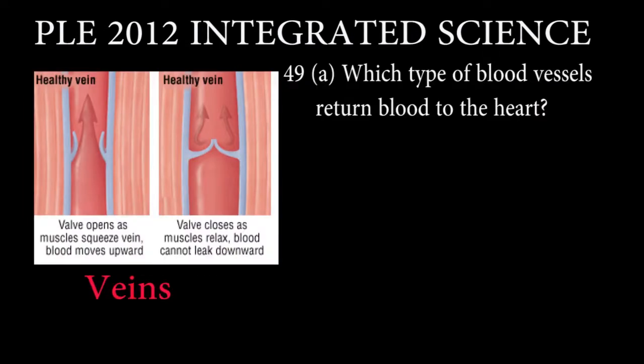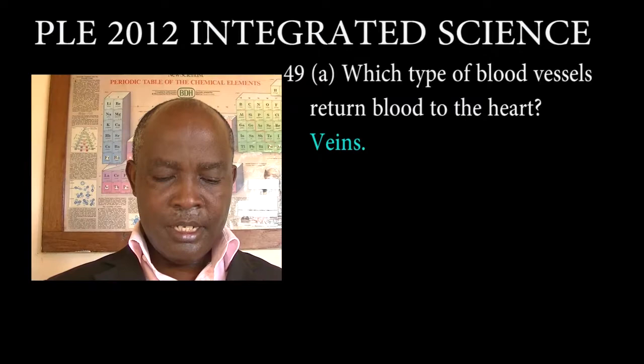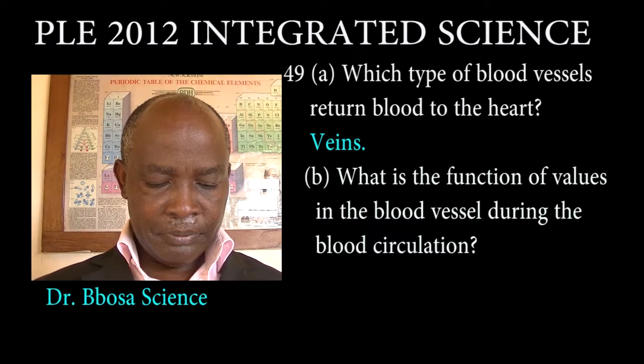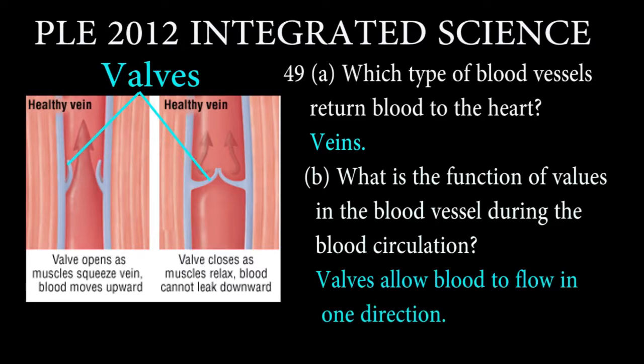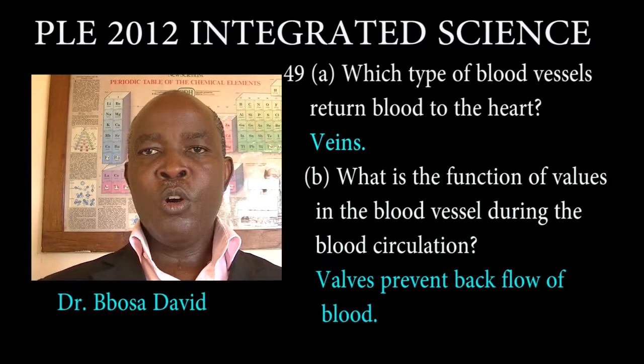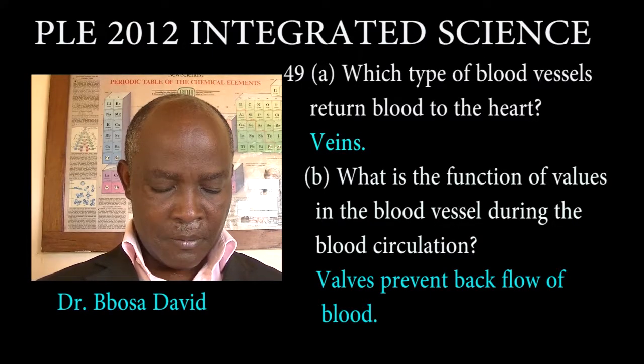Number 49A. Which type of blood vessels return blood to the heart? Those are veins. B. What is the function of valves in the blood vessels during blood circulation? They allow blood to flow in one direction, or they prevent back flow of blood.